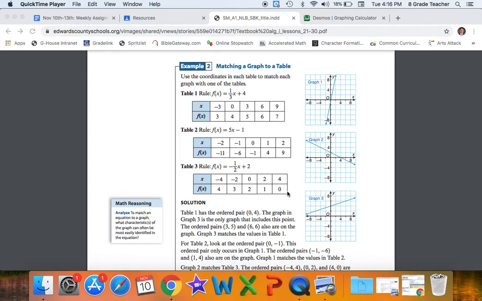Just to show you how that works again, I'm going to go to x equals 4 and it's at 0. X equals 0 and it's at 2, and that matches up. Table 3 matches with graph 2. So you see that I took those ordered pair points, found them on the graph, and found which of those graphs corresponded not just with one point, but with 2 points.